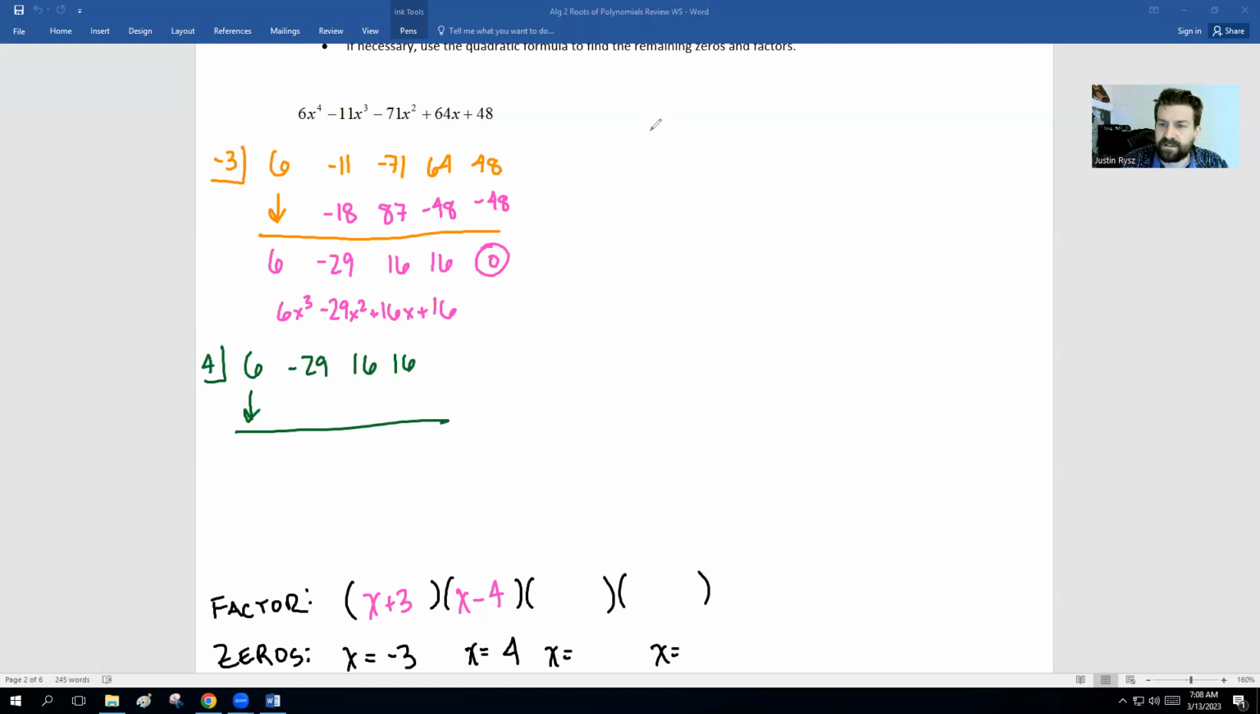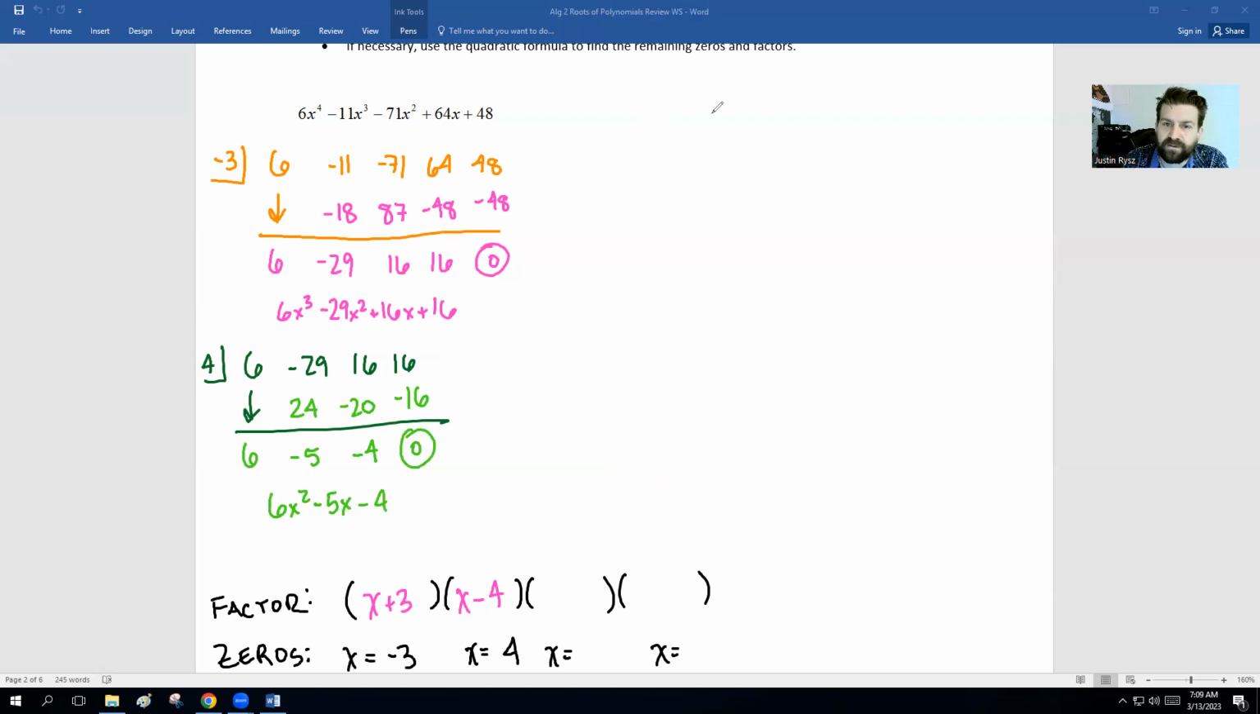All right, so we'll drop down the 6. That's always the first step, drop down the first number, and we start multiplying. 6 times 4 is 24. We add that to negative 29. That would be negative 5. Negative 5 times 4 is negative 20. If we add that together, we'd get negative 4. Sorry, I don't know why I paused there. And negative 4 times 4 is negative 16. If we add that to 16, we get 0. So we break this down. This is a 6x squared minus 15x minus 4. We'll just drop that answer down by a degree.